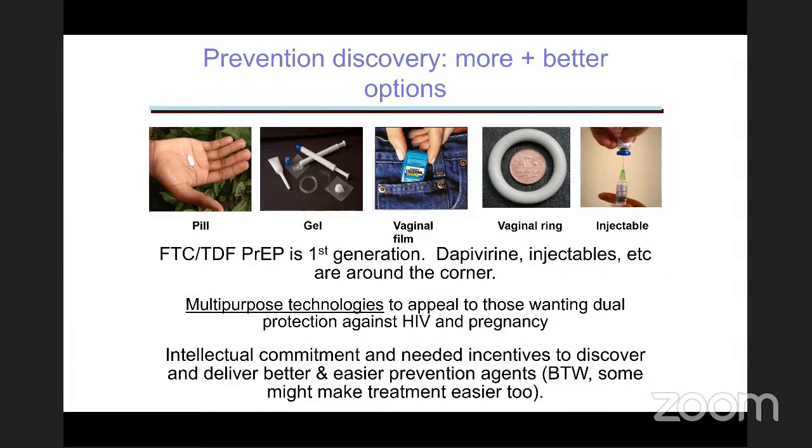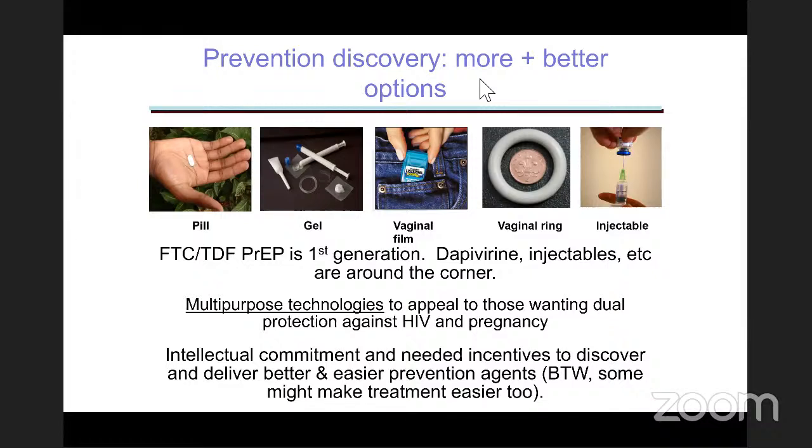We also know that populations at high risk of HIV acquisition, especially young women, are also at risk of unwanted pregnancies. So there are some multi-purpose technologies that are being piloted or in clinical trials, and have also been shown to be safe before they move on to the other steps. These multi-purpose technologies are, for example, a ring that can be used to prevent both HIV and pregnancy. And so there is a need to keep thinking around that.